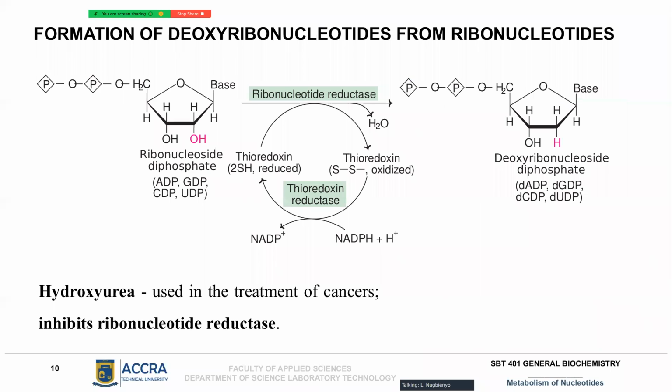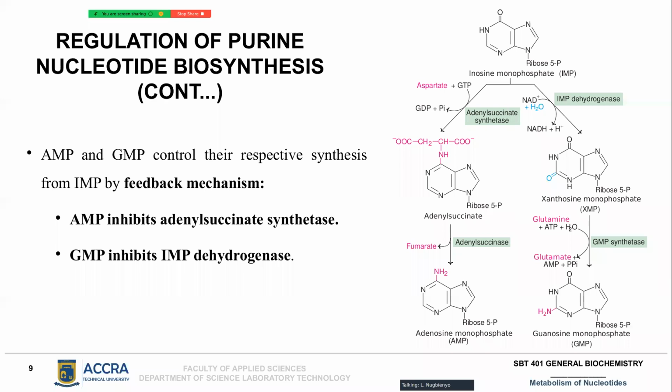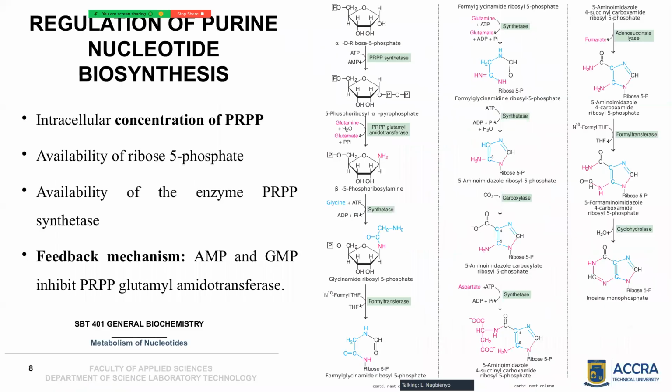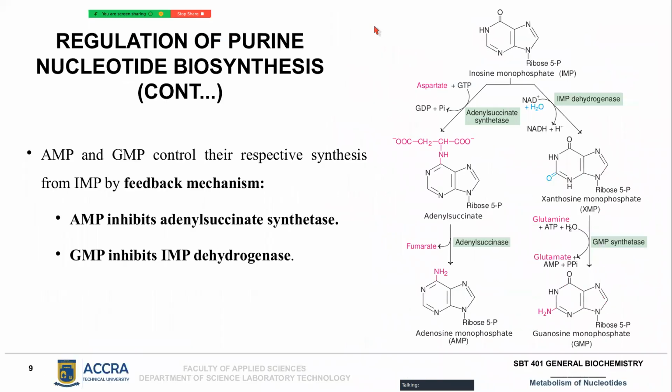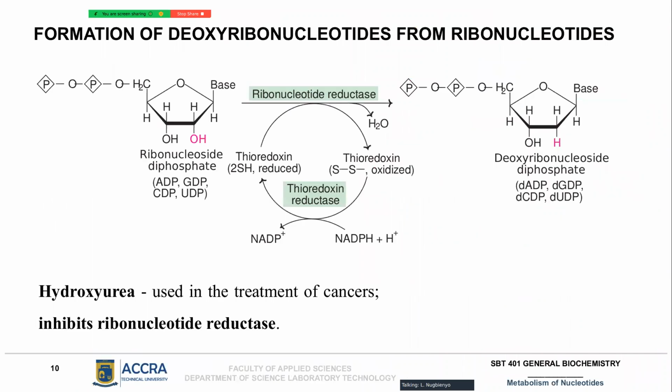Now, what we have seen so far has been the synthesis of ribonucleotides. Because if you look at the sugar right from the beginning, you see this is a ribose. You see it's a ribose 5-phosphate. The ribose 5-phosphate is what you find in RNA. But you also need to have the synthesis of deoxyribonucleotides. So these deoxyribonucleotides are what you find in DNA.